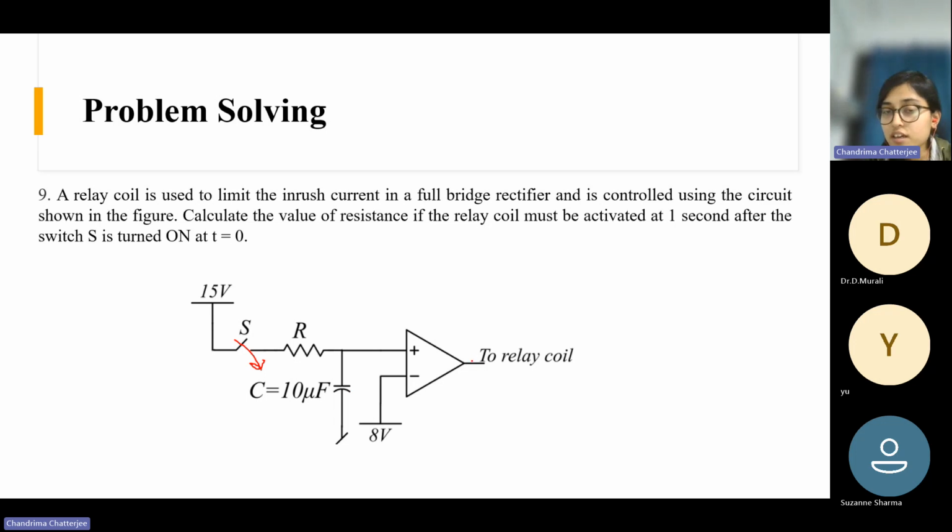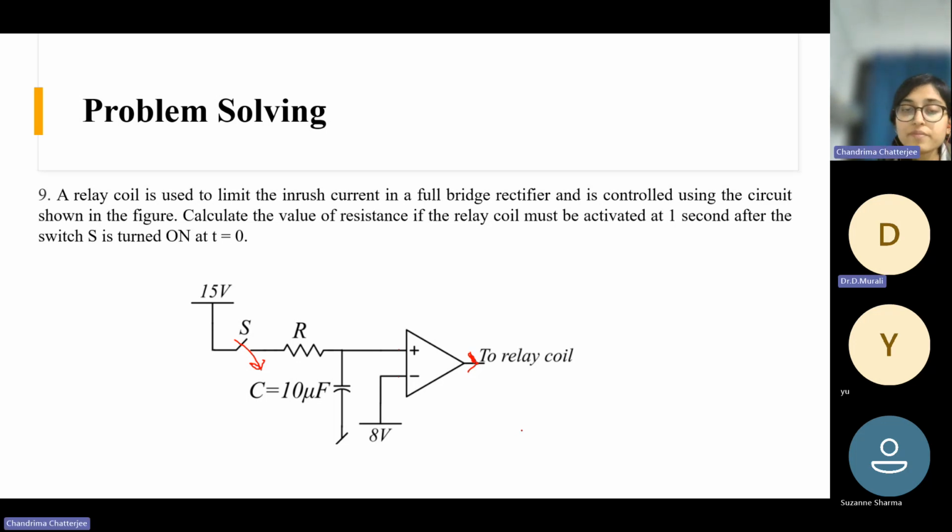So the output of the op amp is going to the relay coil as I already showed. There will be one op amp circuit. So the output of the op amp should be high after 1 second of this switch being turned on. That is the condition. That means the voltage at this positive terminal should reach 8 volt after 1 second of this switch being closed. Because only when this positive terminal voltage becomes equal to this negative terminal, after that we will get a high output from the op amp.